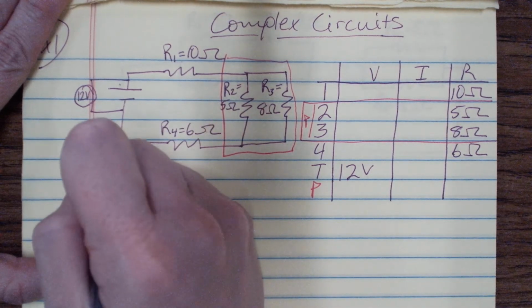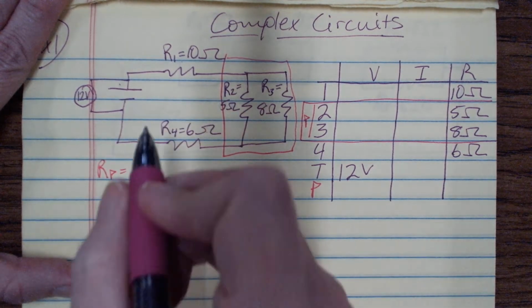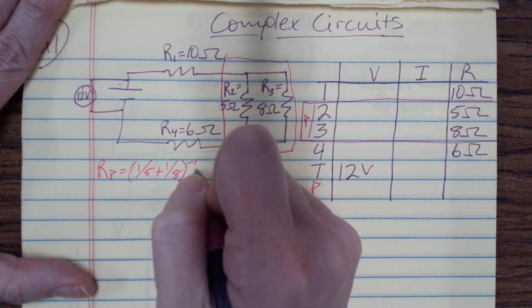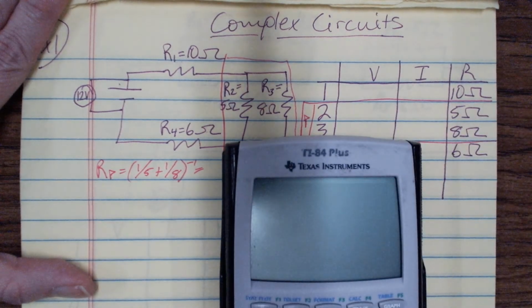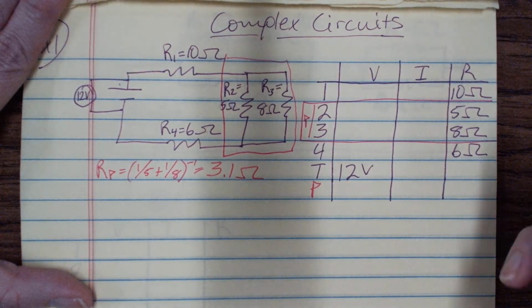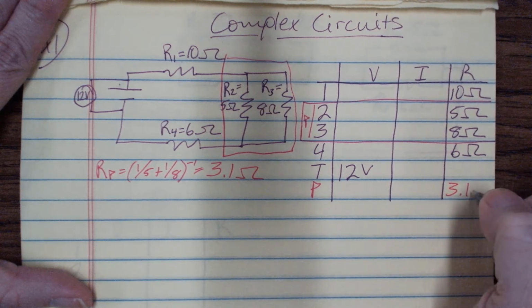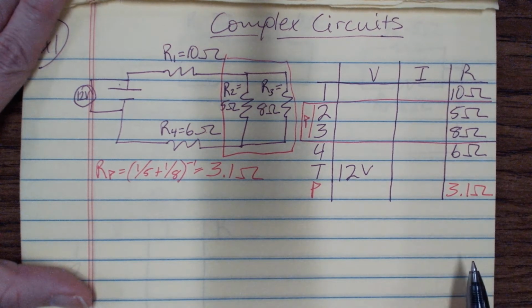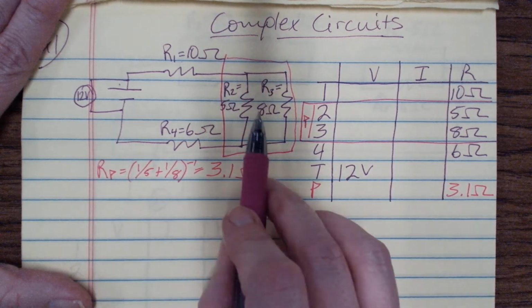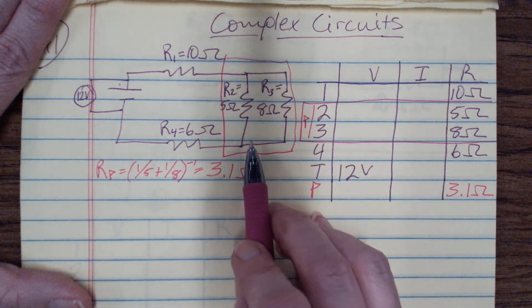So my resistance on the parallel portion is going to be 1 over 5 plus 1 over 8, and then the reciprocal. Okay, and you get about 3.1 ohms. So that's 3.1 ohms. Okay, so this box that I've drawn, this is in series with the battery. So the two resistors are in parallel, but the box itself is in series.